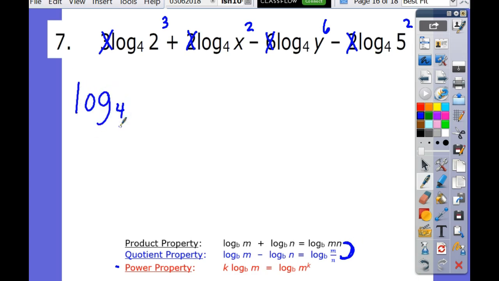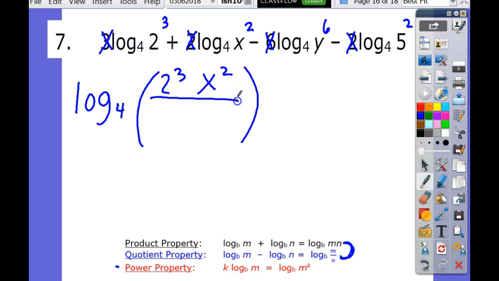Log base 4. 2 to the 3rd power and x squared goes on top. This is a negative sign, so y to the 6th power goes on bottom. This is a negative sign, so 5 squared goes on bottom. But you don't leave 2 to the 3rd power.